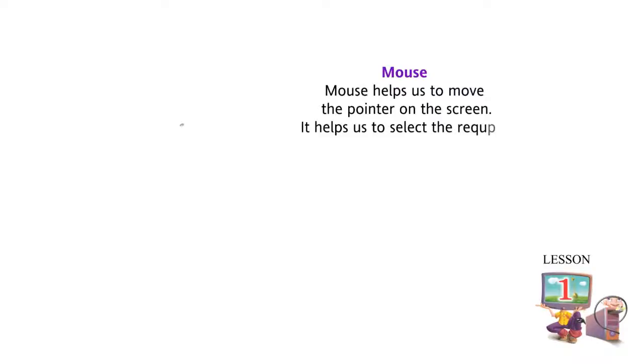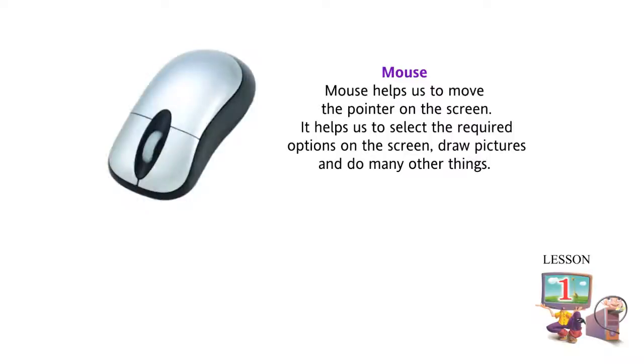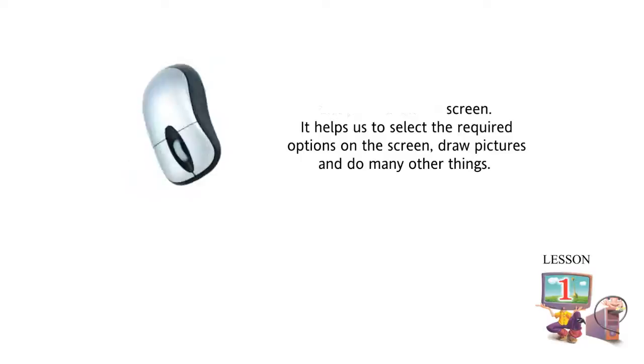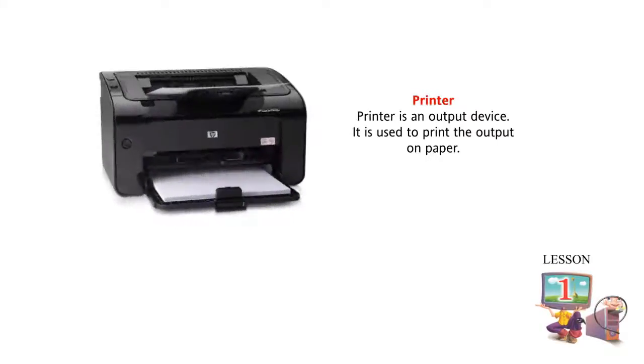Mouse. Mouse helps us to move the pointer on the screen. It helps us to select the required options on the screen, draw pictures and do many other things. Printer. Printer is an output device. It is used to print the output on paper.